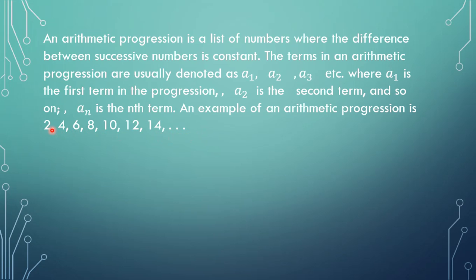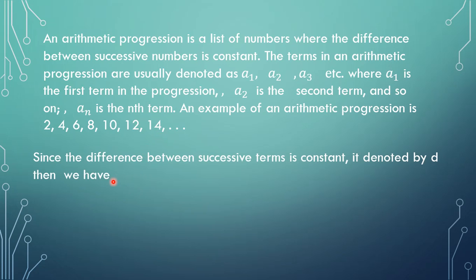This forms an AP as we can find out the common difference between the two terms, that is 4 minus 2, it is equal to 2, 6 minus 4 is equal to 2, 8 minus 6 is equal to 2 and similarly for all the terms. So here we are getting the common difference is same for all terms. So 2, 4, 6, 8, 10, 12, 14, this is an AP.